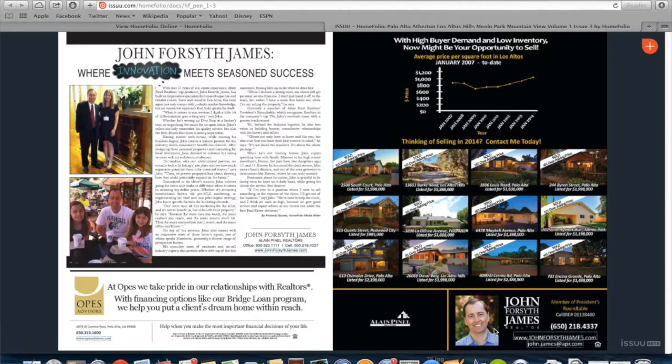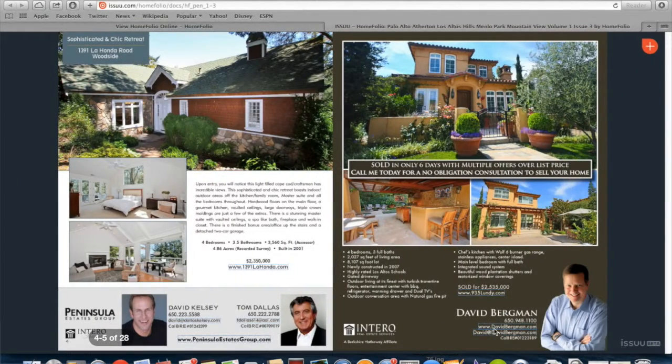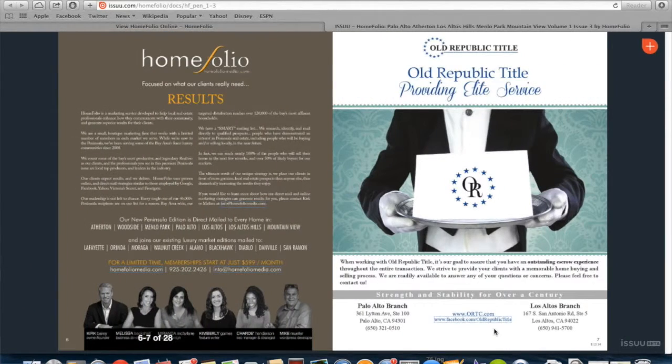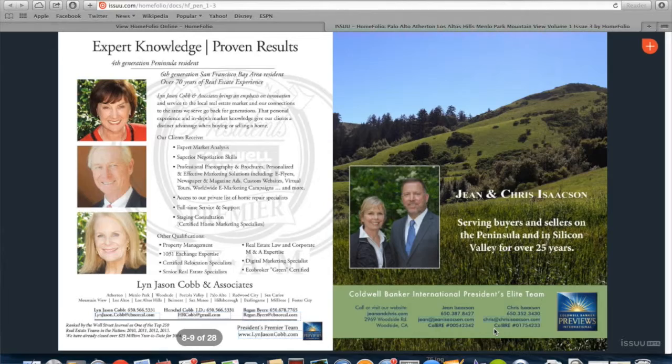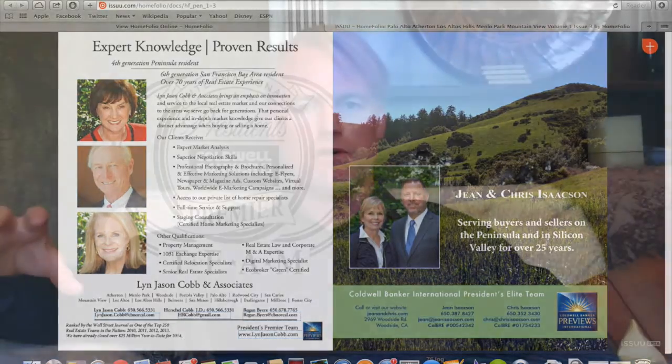So it comprises essentially Menlo Park, Atherton, Woodside, Palo Alto, Los Altos Hills, Portola Valley, and then we're also including about 3,000 of the top homes in the Mountain View area. So we've got a total of about 49,000 single-family residences. Essentially 100% of the potential sellers in that marketplace.